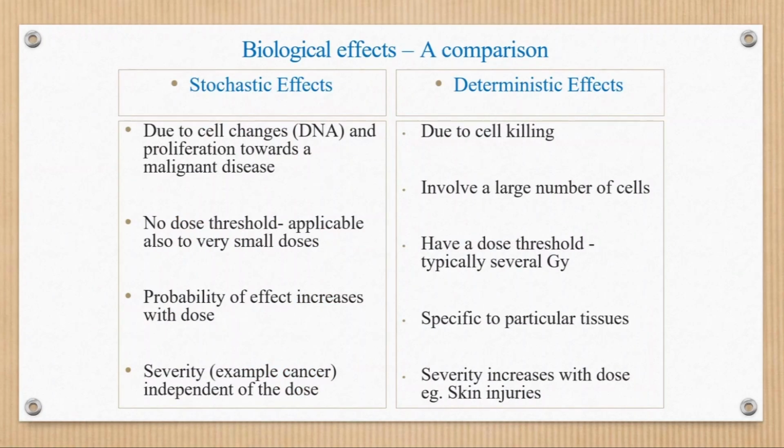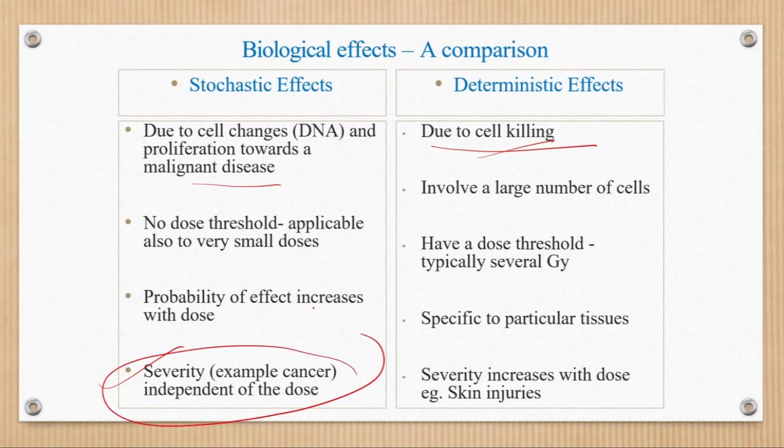In short, we will differentiate stochastic effect and non-stochastic effect. Stochastic effect is due to cell changes and proliferation towards a malignant disease. Non-stochastic effect is due to direct cell killing, because there is a threshold dose. For stochastic there is no threshold dose; for non-stochastic there is a threshold dose. Severity is independent of the dose. This is very important. Severity is independent of the dose here, whereas in non-stochastic, severity increases with increase of dose.